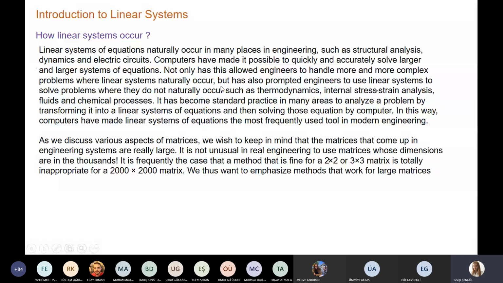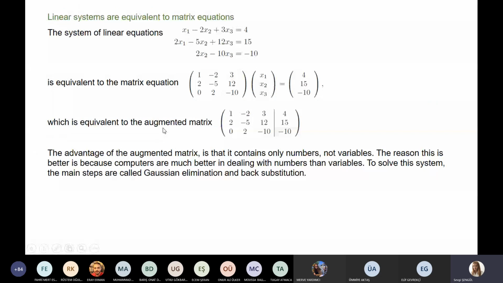So not only has this allowed engineers to handle more and more complex problems where linear systems naturally occur, but also prompted engineers to use linear systems to solve problems where they don't naturally occur, such as thermodynamics, internal stress-strain analysis, fluids, or chemical processes. So it really became a standard practice in many areas to analyze a problem by transforming it into a linear system of equations, because you need computers. You need to define these systems into computers. So that's why you need matrices and you need linear algebra. Okay. And here you go.